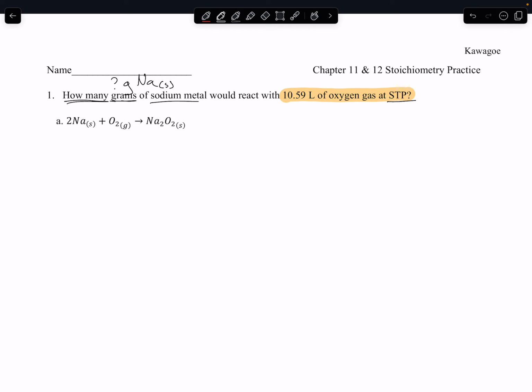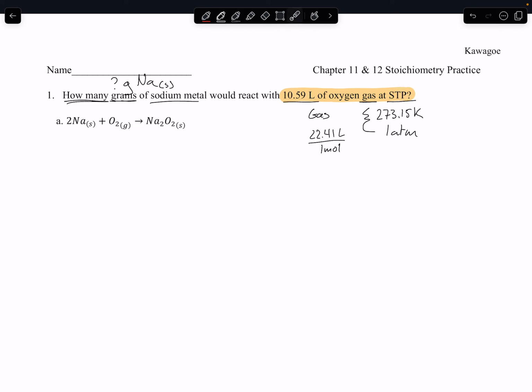STP is important. What does STP mean? It means standard temperature and pressure, so that's 273.15 Kelvin, 1 atm. That's going to make things a little bit easier for us here. And I think it's also important to note, because we're going to have some mixed problems later, this is 10.59 liters of oxygen gas. Gas, which means that we can use this STP, and that means that we can use 22.41 liters per 1 mole as our conversion factor for gases.